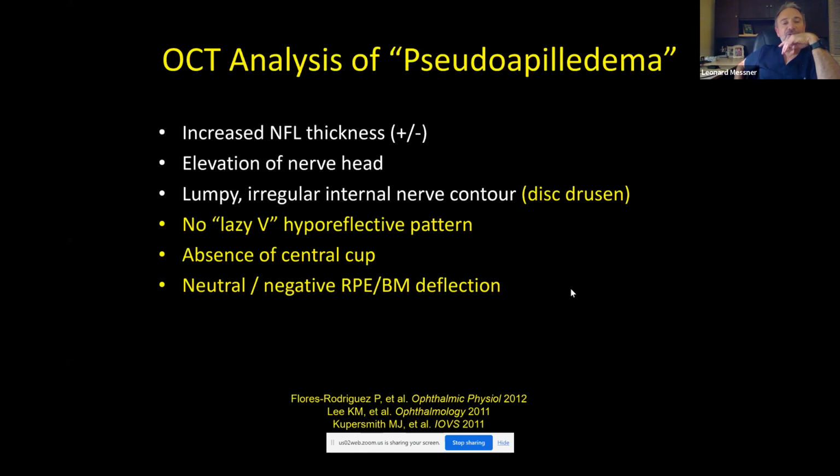But what you don't see is fluid in the subretinal space. You don't get that lazy V pattern. Most of these individuals have a very tiny or absent central cup. And then finally, there is the neutral or negative deflection of the RPE-Bruch's membrane complex.